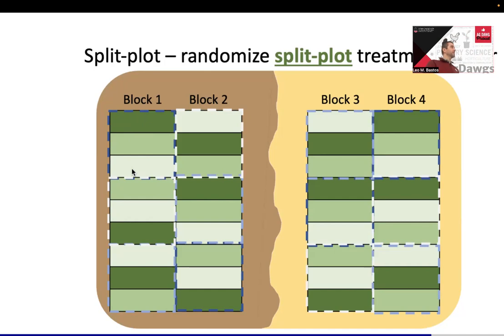Some people do that, and there is a problem with that. Can anyone guess what that problem is? So imagine that now the green cells here are time. Yes, we cannot randomize time, right?